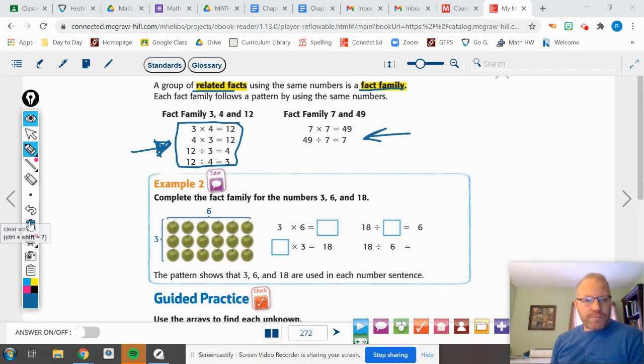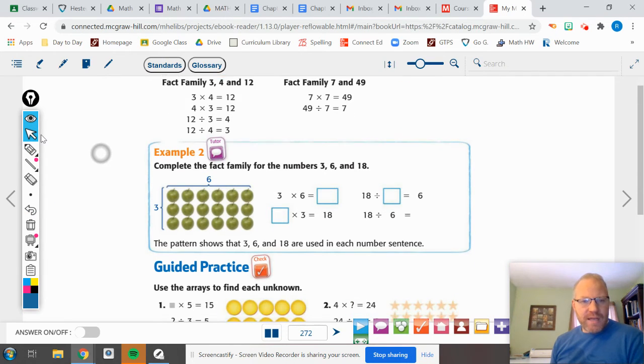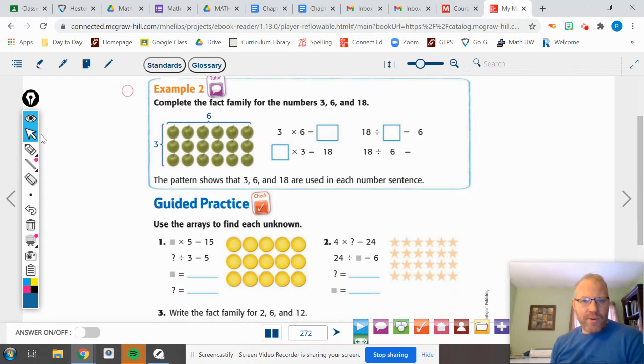Example number 2 says, complete the fact family for the numbers 3, 6, and 18. So we know 3 times 6 equals 18. So 6 times 3 equals 18. 18 divided by what equals 6? 3. 18 divided by 6 equals 3. So the pattern shows that 3, 6, and 18 are used in each number sentence.